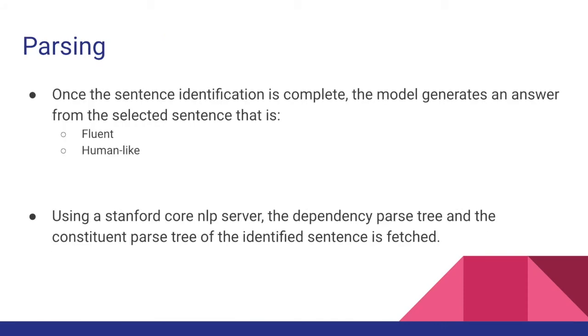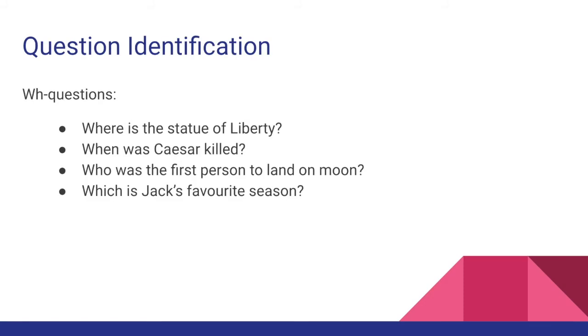So then with parsing, once we identified the sentence, we would want our model to generate the part of the sentence that would answer the question, and we would want the part that was generated to be fluent and human-like. So we used Stanford's CoreNLP server, the dependency parse tree, and the constituent parse tree to then identify the phrase of the sentence that would be the most relevant.